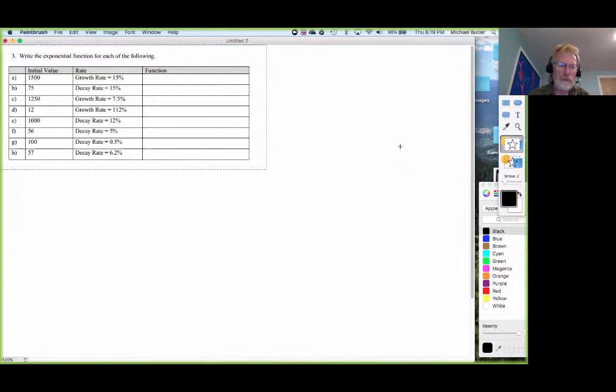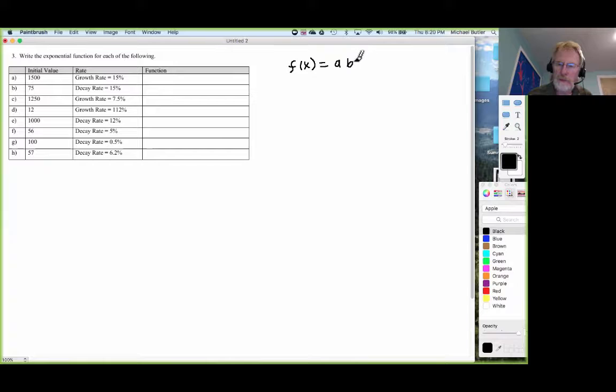All right, so what do we know? So we know that an exponential function is going to be written in the form of f of x is equal to a times b to the x. That's the exponential functions we've been working with, right? Where a is our initial amount and b is either our growth or our decay, right?